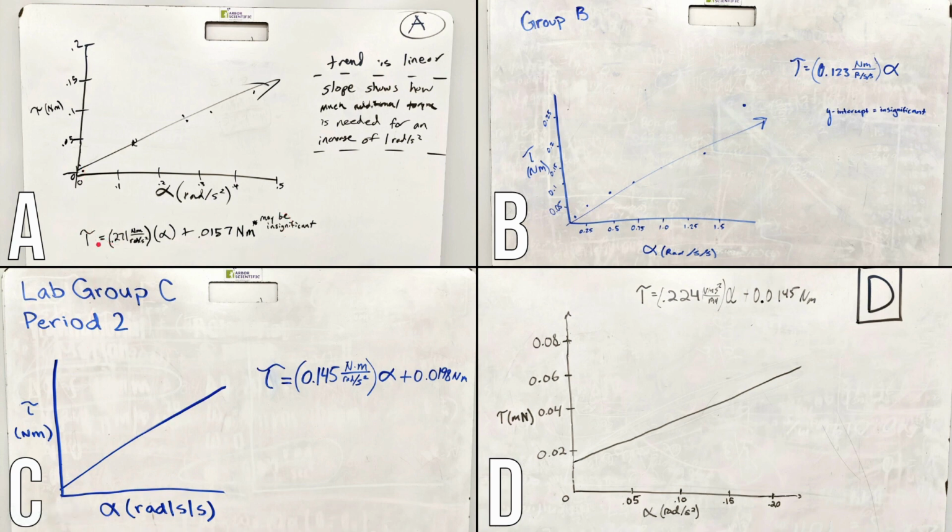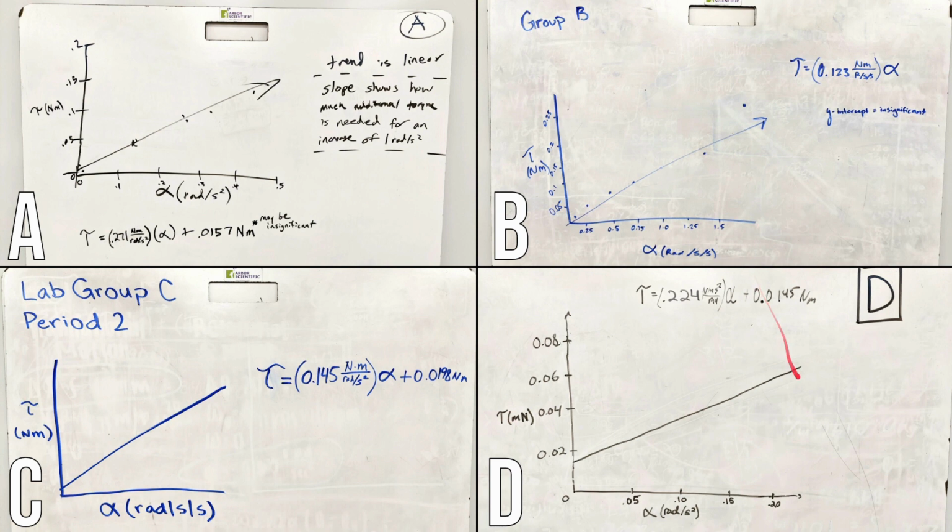And so let's take a look and compare the graphical shapes, the values of the slopes, whether or not people decided to include y-intercepts in their equations. And it should be first apparent that all four groups found a linear relationship between the applied torque and the angular acceleration. What are some other things that we can observe?